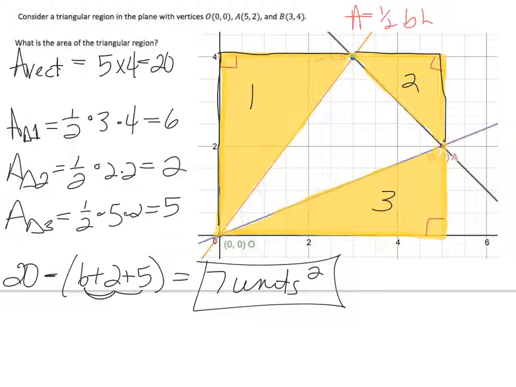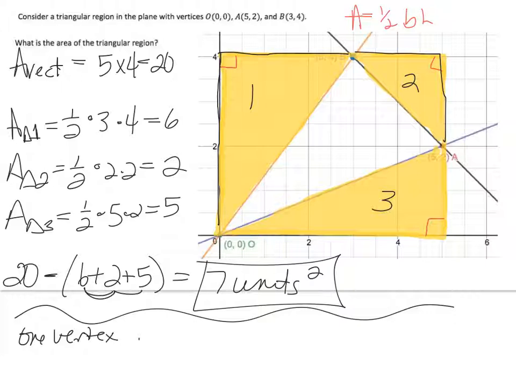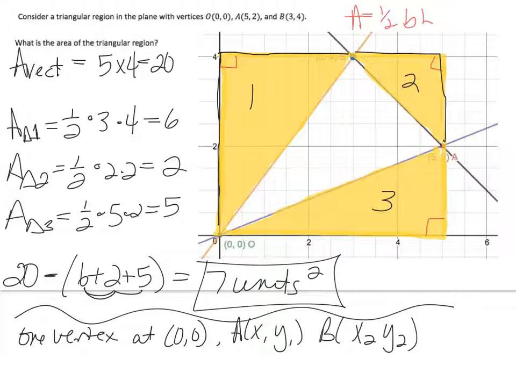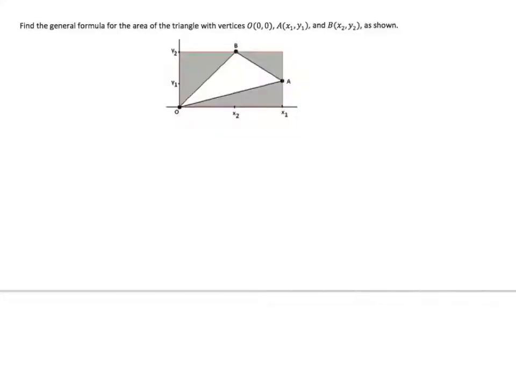Now my next question is, can we develop a formula for the area of any triangle that has one vertex at the origin and the other two somewhere else? So we're going to try to develop a formula so that we can calculate the area of any triangle that has a vertex at the origin and 2 other points in another place. So let's look at it. A general formula, as shown.